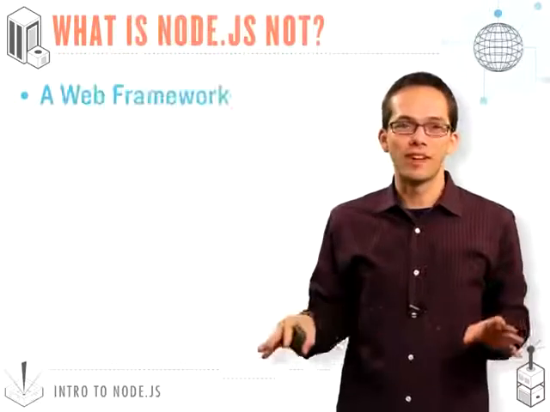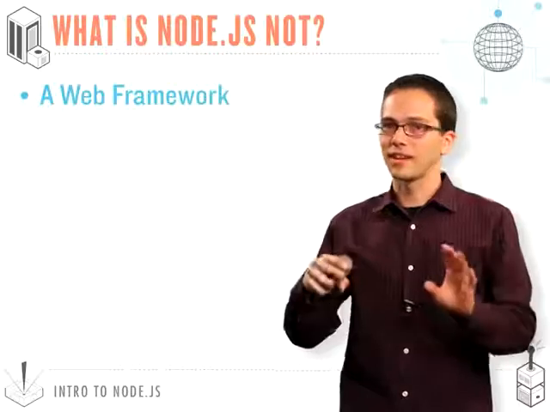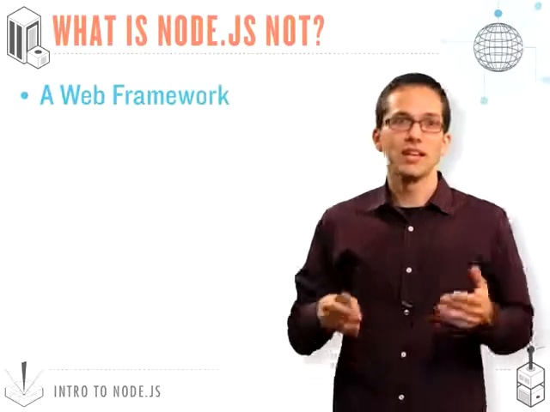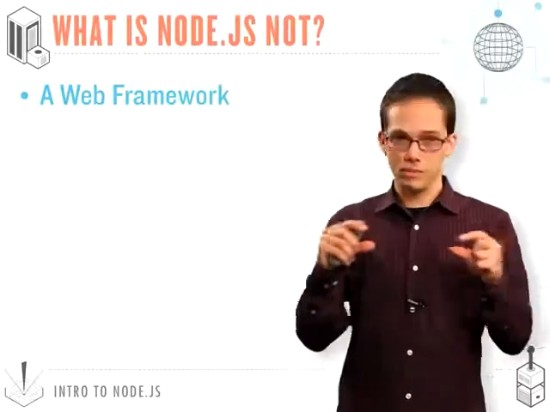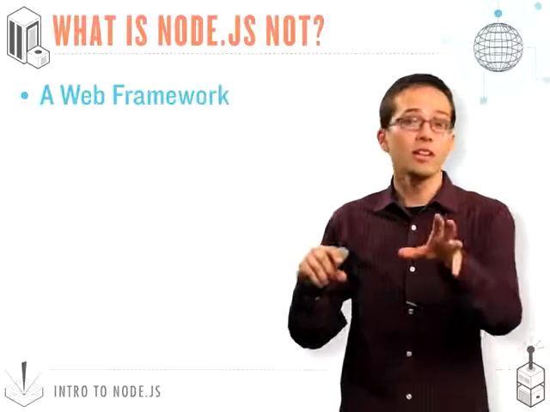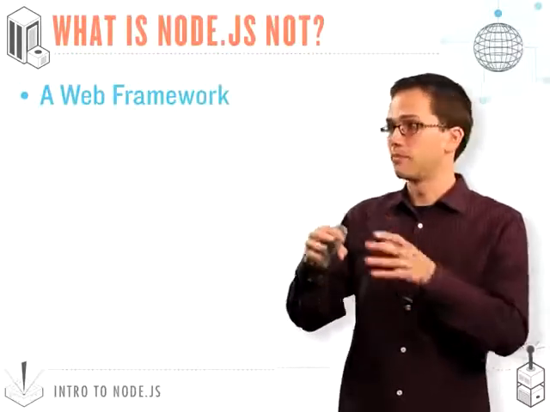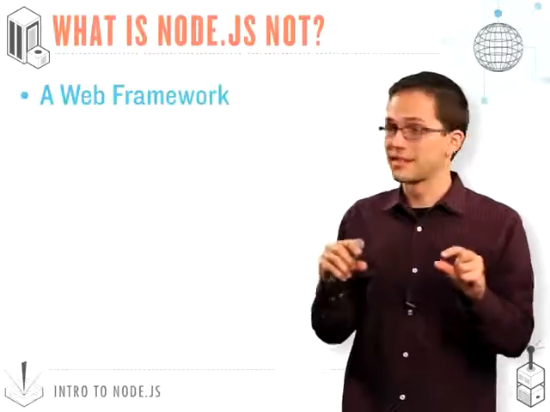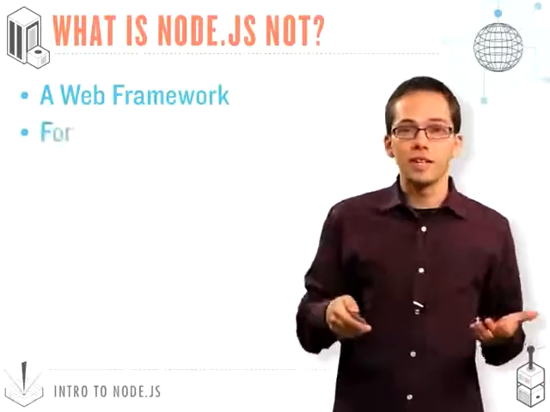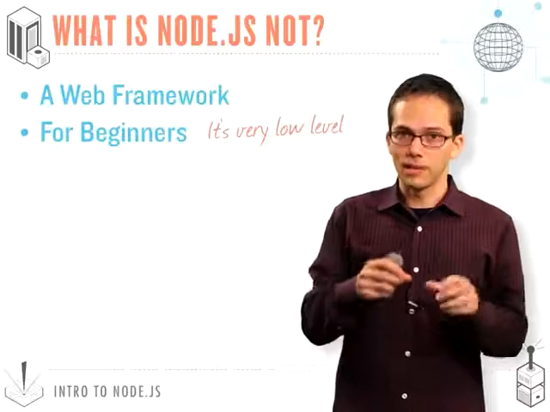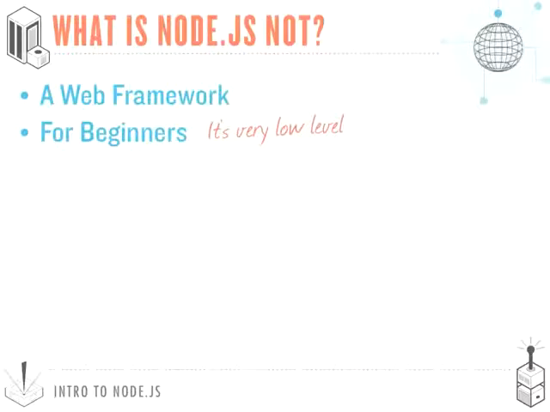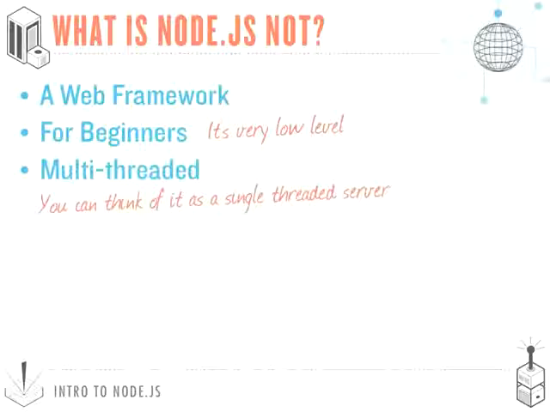Node.js is not a web framework. It's not going to replace Rails. It's not going to replace Django. It's very low-level network communication we're talking about here. There are libraries that people have written that sit on top of Node to be a web framework, but Node at its most basic level is not that. Node is also not for beginners because we are talking about network communication. Node is also not a multi-threaded application. When we write our applications with Node, we write them as if we're dealing with a single-threaded server.